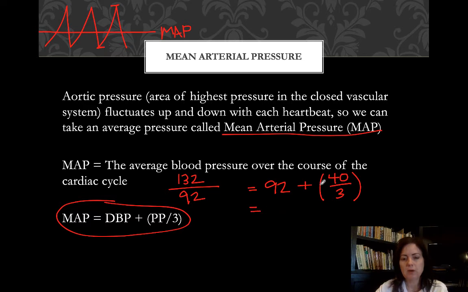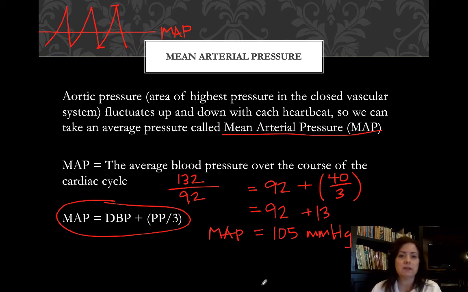Okay, and we know that we're going to calculate this first because it's in parentheses. PEMDAS, right? So 40 divided by 3 gives us 13, and it's fine to keep it at a whole number. So we would say 92 plus 13, which is going to equal 105. Okay, so this person has a mean arterial pressure of 105. Our units would be millimeters of mercury. Okay, and so that's how you calculate it. So if I were to give you a blood pressure, a systolic and a diastolic, you would need to be able to calculate mean arterial pressure.